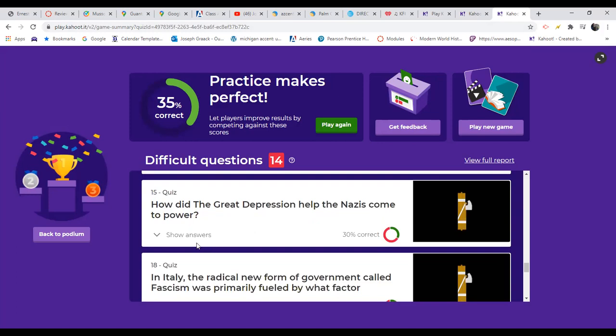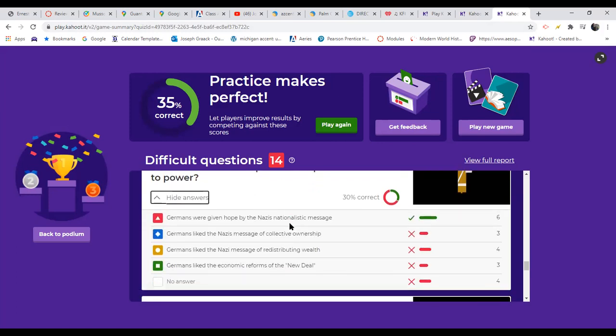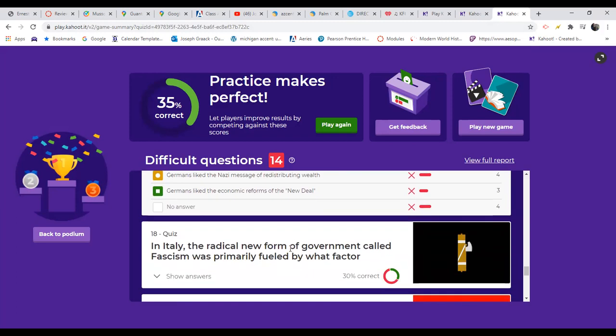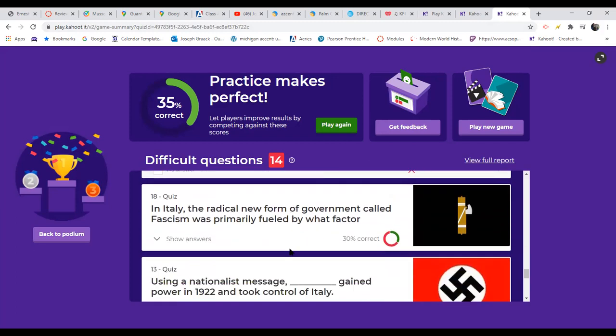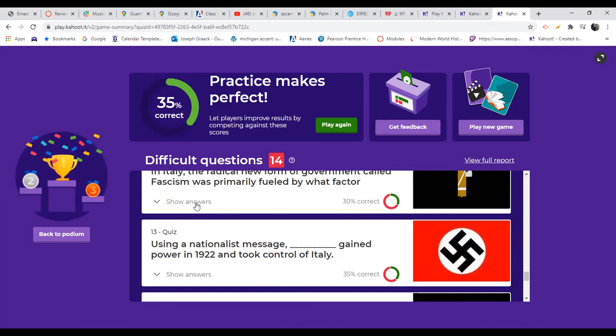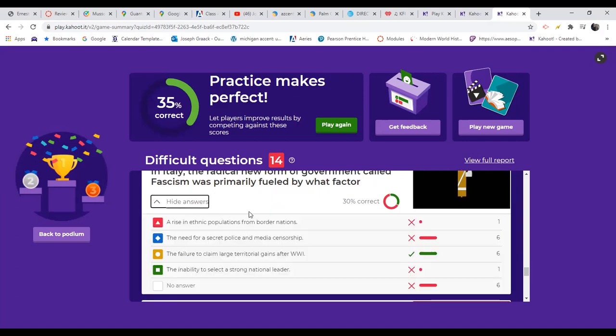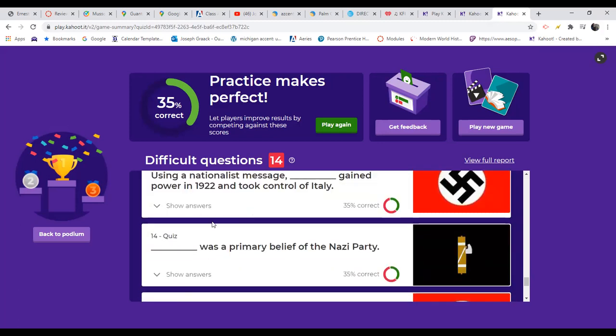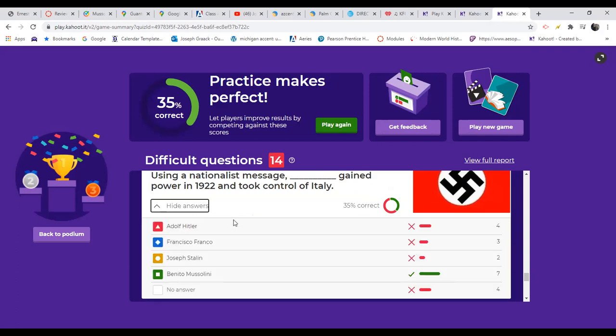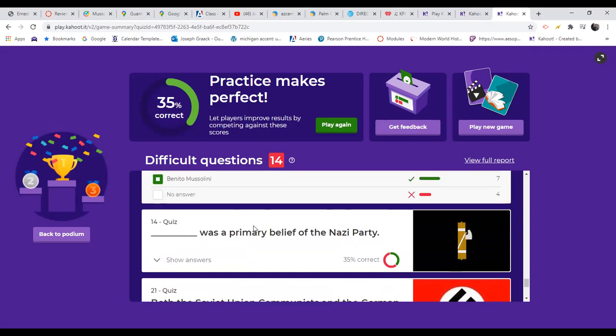How did the Great Depression help Nazis come to power? Germans were given hope by the Nazi nationalistic message that we can take control of our destiny. In Italy, the radical new form of government called Fascism was primarily fueled by the failure to claim and add land after World War I. Using a nationalist message, he gained power in 1922 and control of Italy. That is Mussolini.